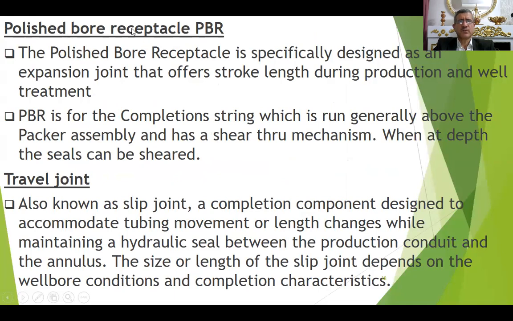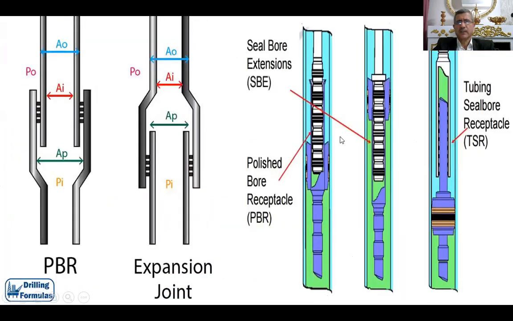We can move also to the polished bore receptacle, PBR, that can contain the movement of the tubing, if it is hot or cold. Also travel joint. You see different types, expansion joint, and here is PBR.